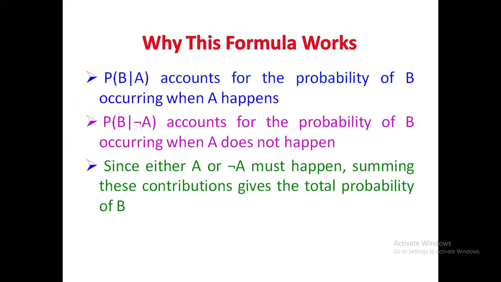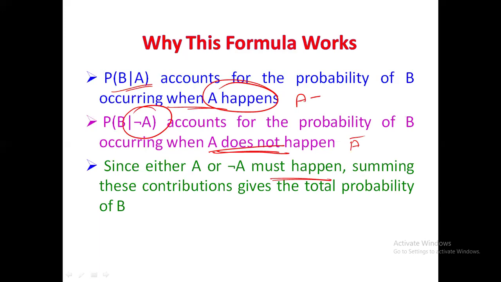And why does this formula work? What is the necessity of using this formula? Probability of B given A accounts for the probability of B occurring when A happens. Probability of B given A bar is when A does not happen. A means happens, A bar means does not happen. Since either A or A bar must happen, summing these contributions gives the total probability of B.